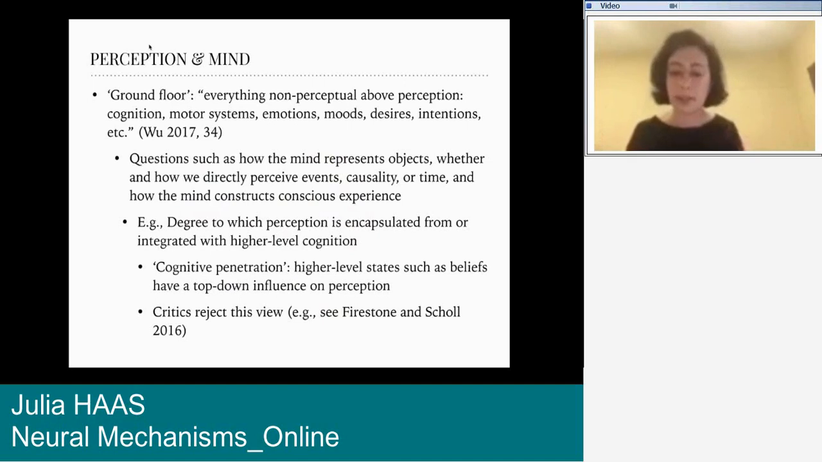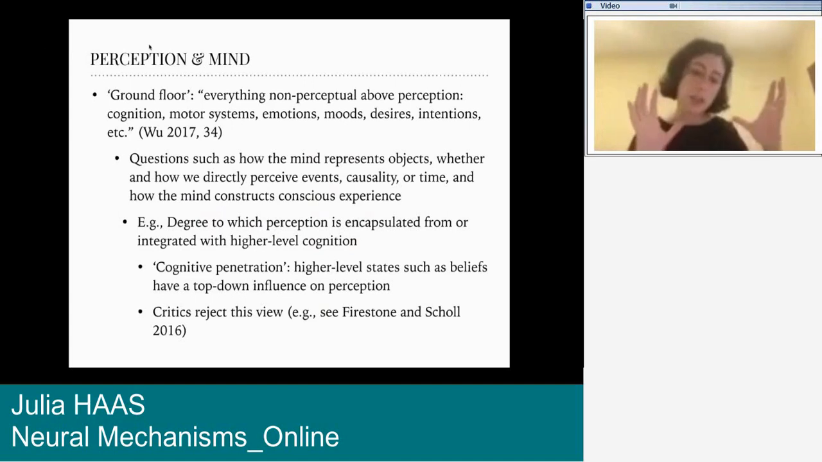And so there are all these fundamental questions about perception. Do we perceive things like events? Do we perceive causation directly? Can we perceive moral events and things like that? But there are also related questions of how perception relates to these so-called higher levels. This is perhaps best illustrated by the discussion around what's known as cognitive penetration: the degree to which perception is encapsulated from or integrated with higher level cognition. Is perception siloed off in its own thing, or is there a lot of feedback from these higher level processes? This is very much a live discussion.